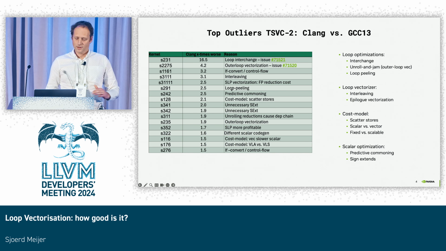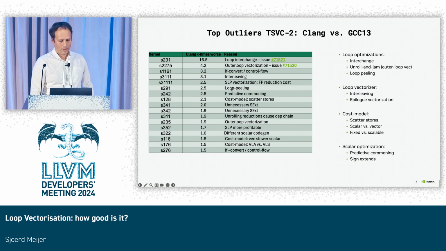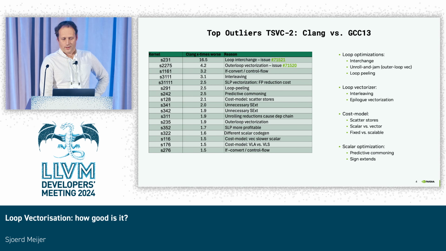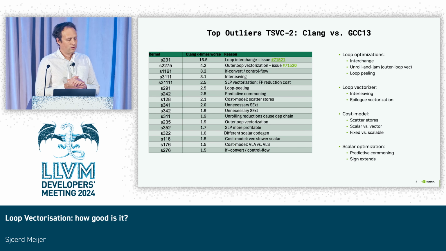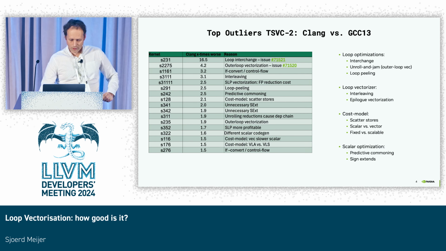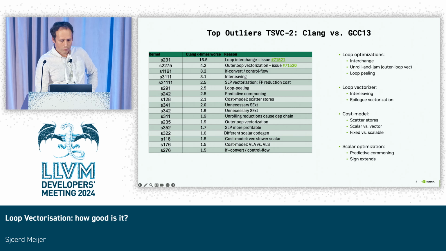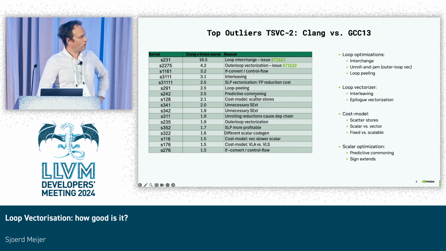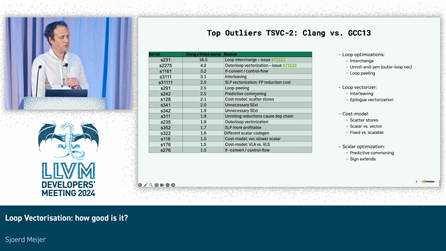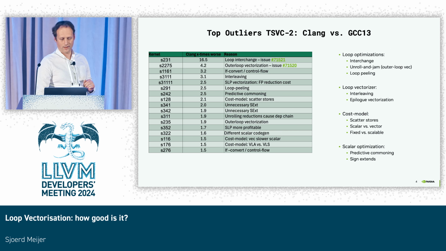Loop peeling, another enabling optimization. We are not doing that. GCC is doing that a little bit better. Then, maybe surprisingly, we also found some scalar optimizations. Some test cases are not really meant for vectorization. Here we see predictive commoning. That's also an optimization in GCC, and we're missing that. Then we have some basic codegen issues, unnecessary sign extensions getting in the way of things.